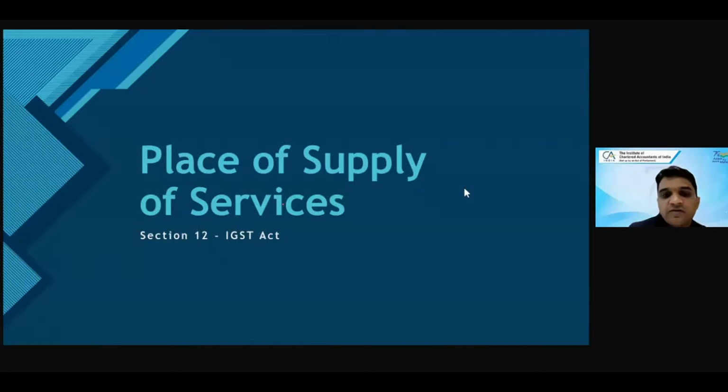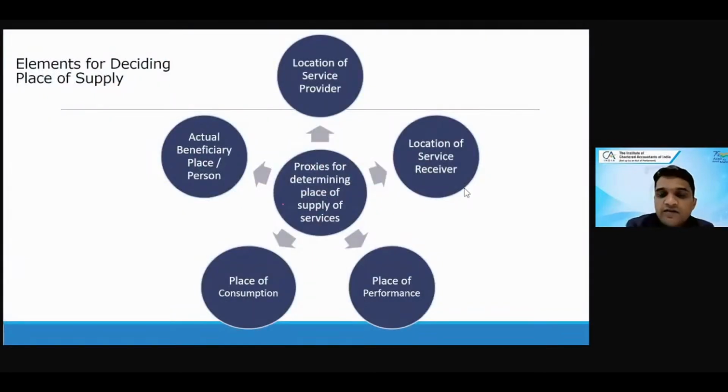Now we'll get into place of supply for services, which is given in section 12. Section 12 of the IGST Act says what the place of supply for services is. Why place of supply for services? I scared you earlier because there are a lot of data points.